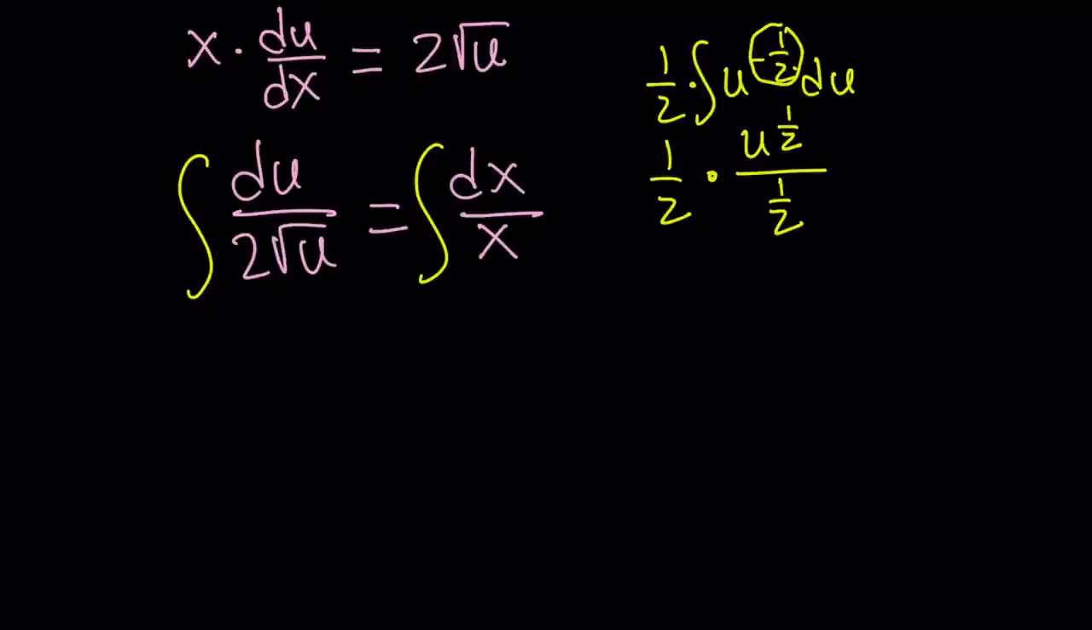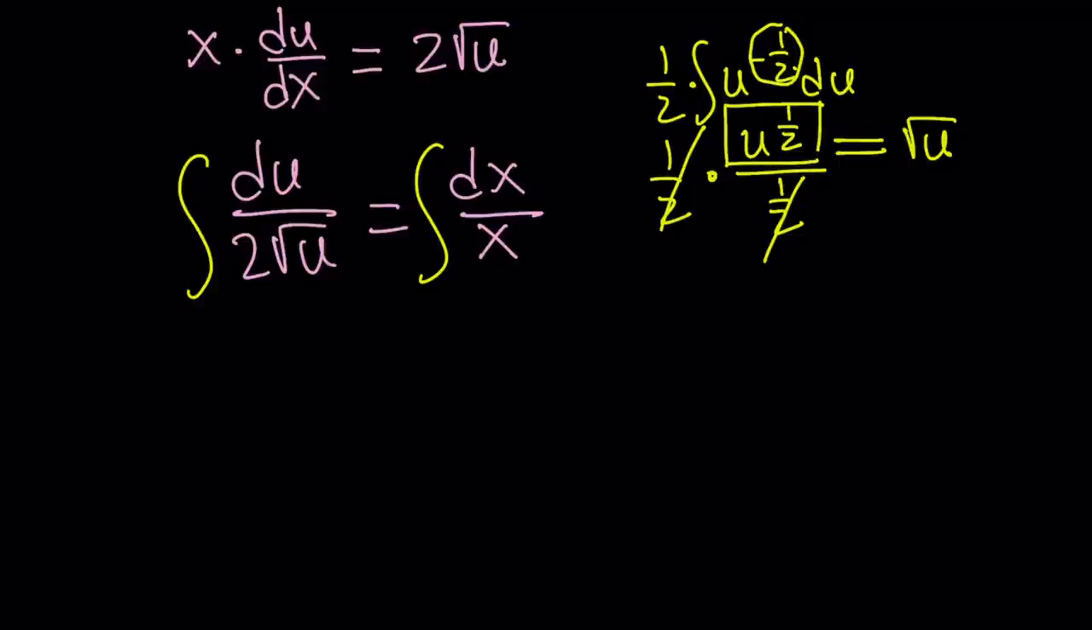And of course there's a plus c, but we don't have to worry about it right now. And then the 1/2 is going to cancel out, leaving us with u to the power 1/2, which is the same thing as square root of u. That's why if you integrate 1 over 2 times the square root of u, you get square root of u. Or we can put it this way too.